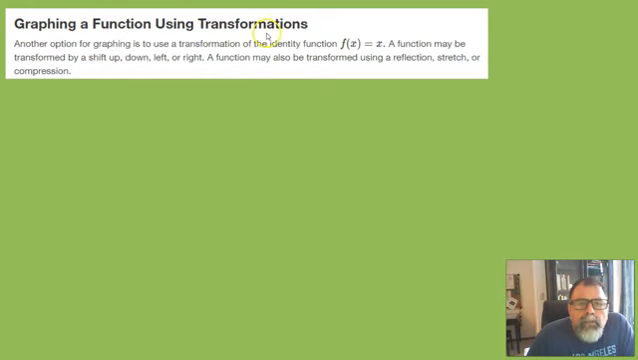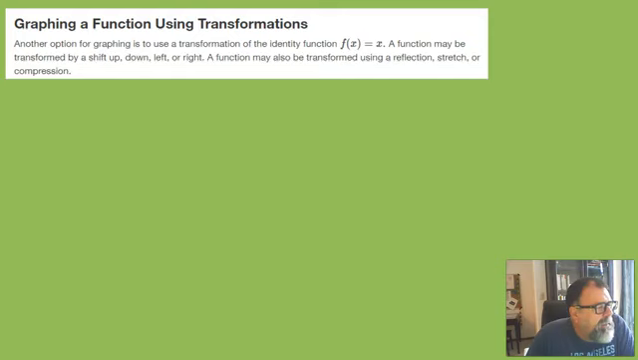Graphing a function using transformations. Okay, so another option for graphing is to use transformations of the identity function. f of x equals x, or y equals x, right? So from earlier, we practiced taking a function and you can transform it by shifting it up, down, left, right. You can also use a reflection, a stretch, or a compression.